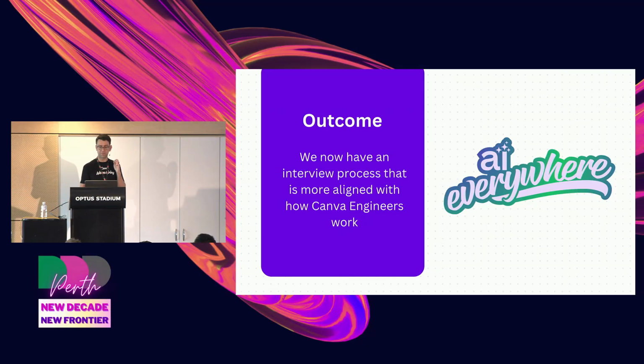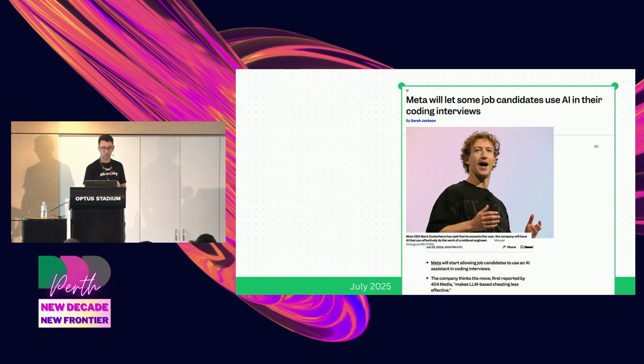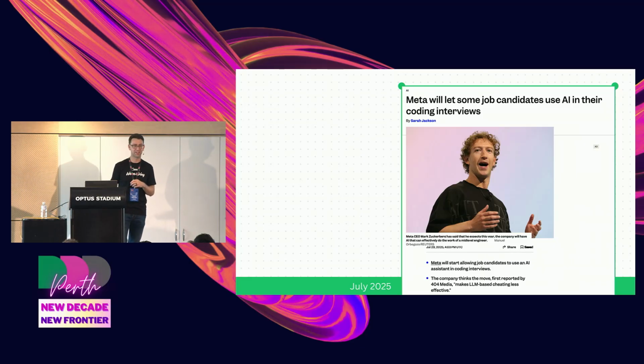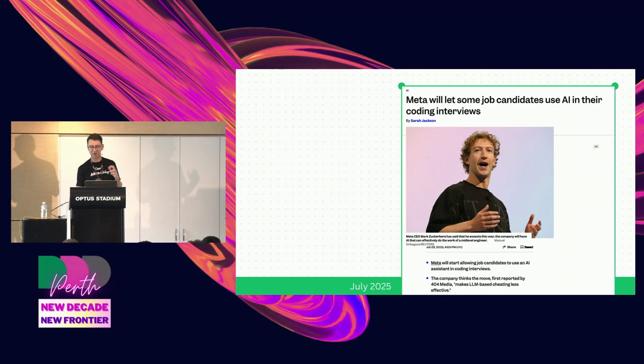The result? We have a hiring process that is now more closely aligned to how Canva engineering works day to day and is aligned with Canva's AI everywhere philosophy. In July, 2 months after we rolled this out and 1 month after our blog post, Meta actually announced that they were doing the same thing. And so I don't know if Mark read our blog post, but I think the timing is pretty interesting.